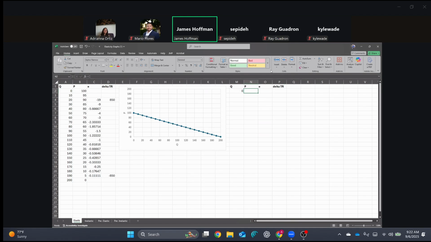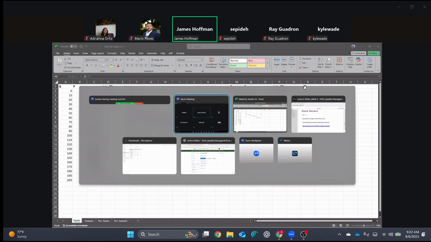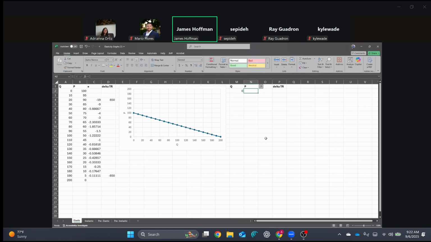Any ideas? What's an example of an elastic good? Movie tickets? Yeah, I think that's a good example. Movie tickets. I'm just going to put that down and I'll explain why. Movie tickets would probably be a really good example of something that's elastic. Remember, we're on the elastic tab.